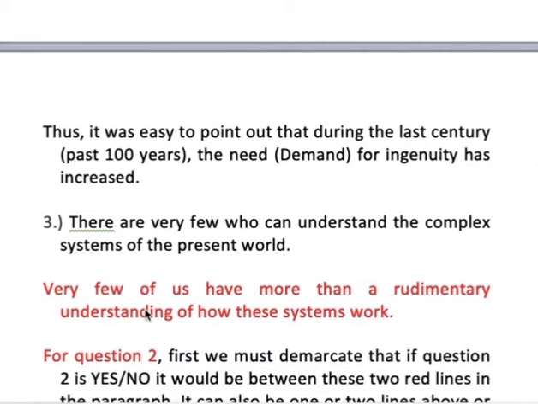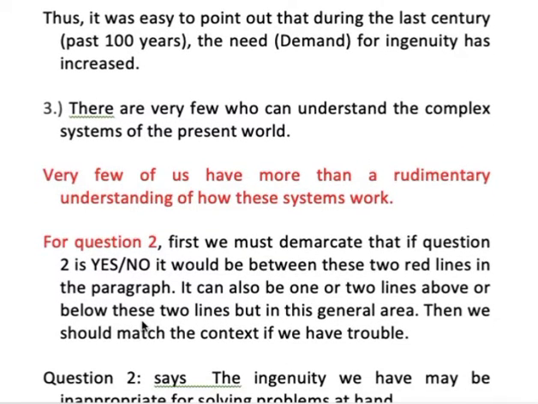And this part of the passage here, very few of us have more than a rudimentary understanding of how these systems work. Now, for question 2, we must first demarcate that if question 2 is yes no, it would be between these two red lines in the paragraph. It can also be 1 or 2 lines above or below these two red lines, but in this general area. Then we should match the context if we have trouble.